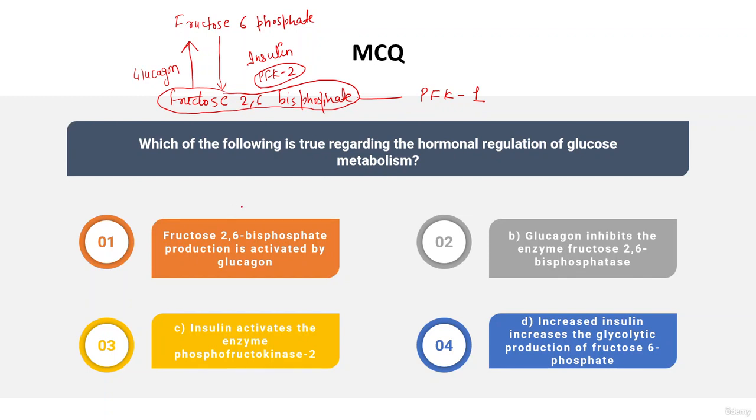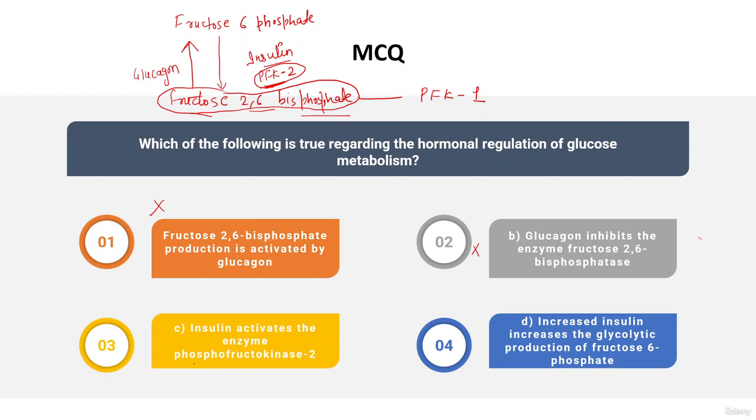So let's see the options here. Fructose 2,6-bisphosphate production is activated by glucagon. No, fructose 2,6-bisphosphate production is activated by phosphofructokinase 2 and insulin actually. So this option is wrong. Glucagon inhibits the enzyme fructose 2,6-bisphosphatase. No, it actually does not inhibit it. So this option is wrong too.